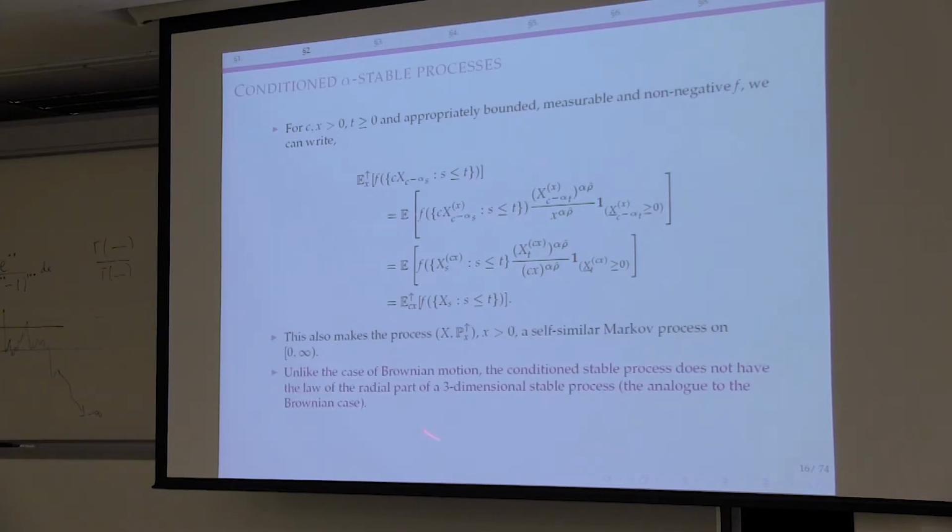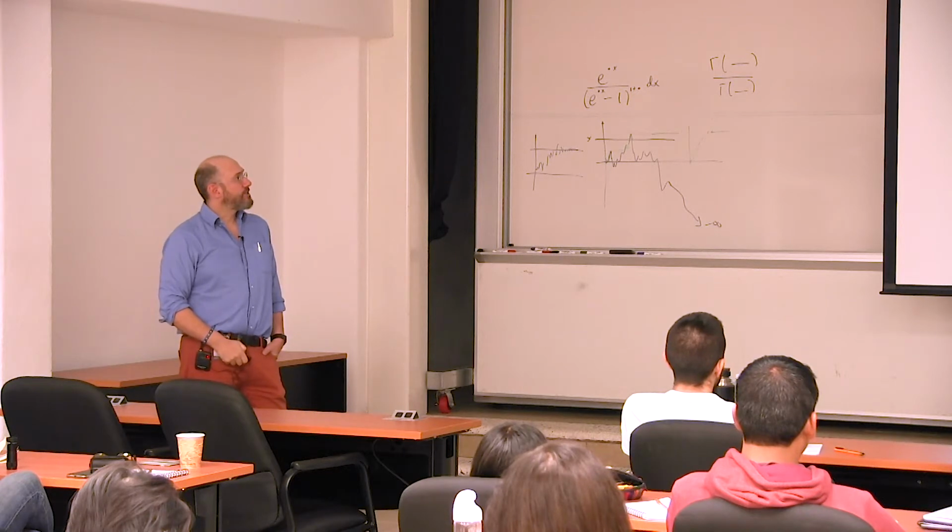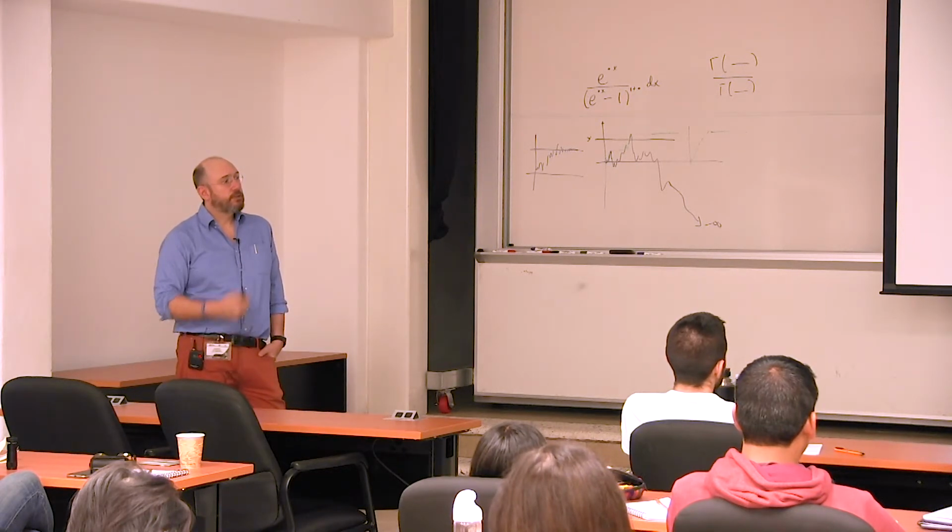Okay, so unlike the Brownian case, the conditioned stable process is not the radial component of a higher dimensional stable process, for example. So you've seen now many examples of self-similar Markov processes. I've built them all by taking the one example we know, which is the stable process, and making path transformations of the stable process.